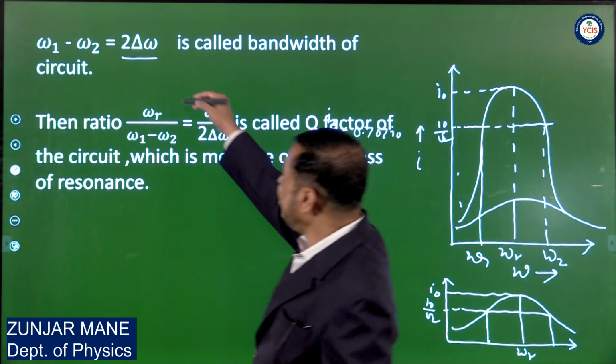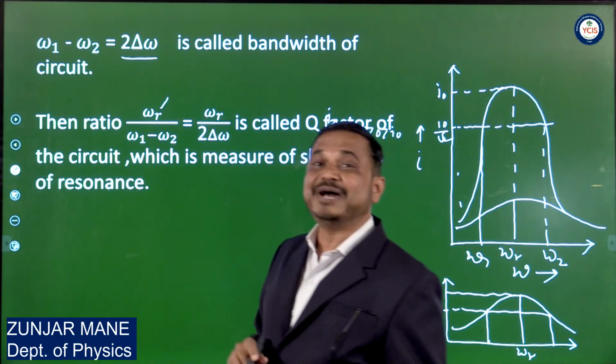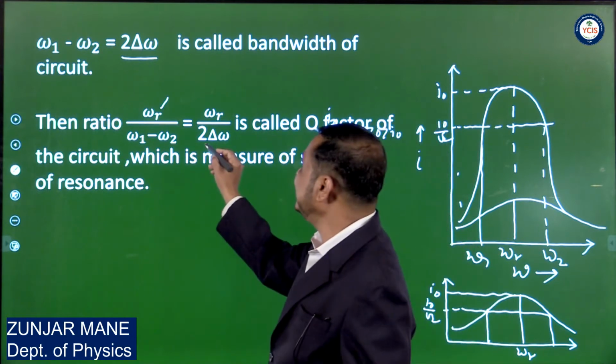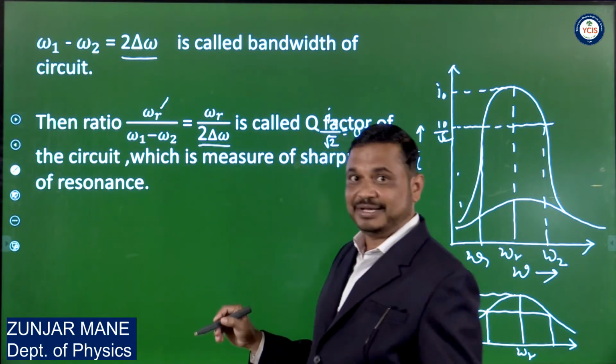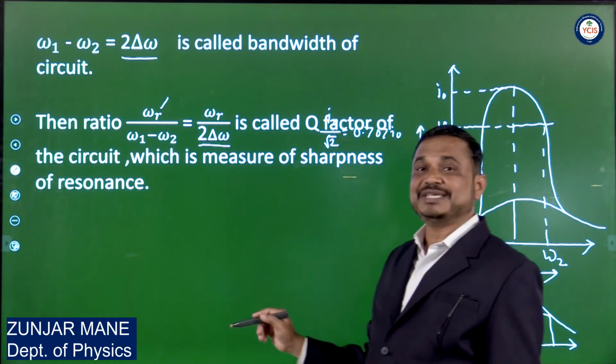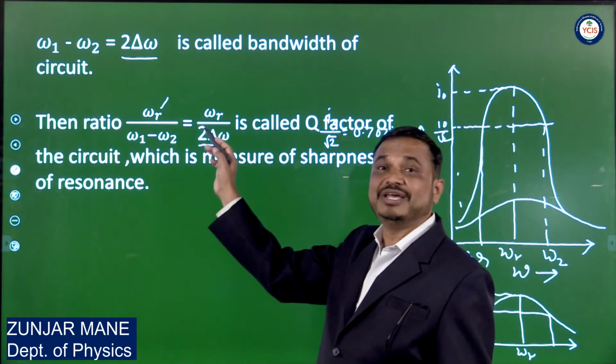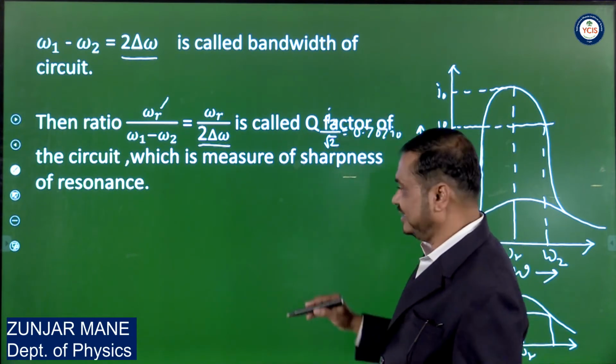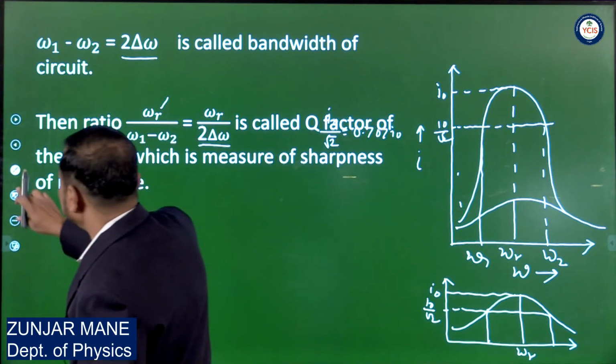So the ratio of omega_r divided by omega 2 minus omega 1, and omega 2 minus omega 1 is 2 into delta omega, which is equal to omega_r, that is the angular resonance frequency, divided by bandwidth, is called the Q factor. This is called the Q factor.